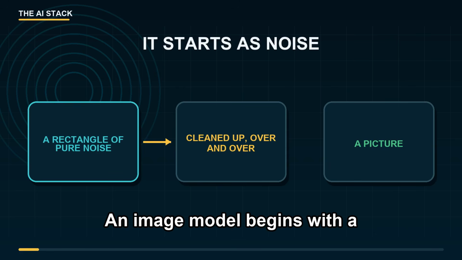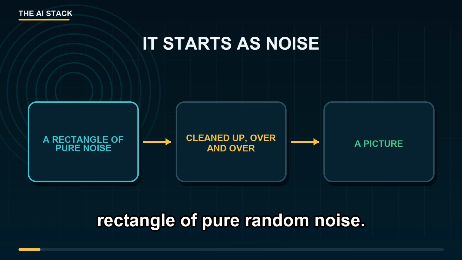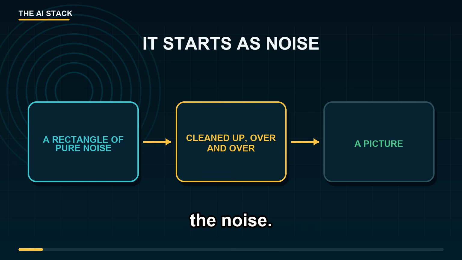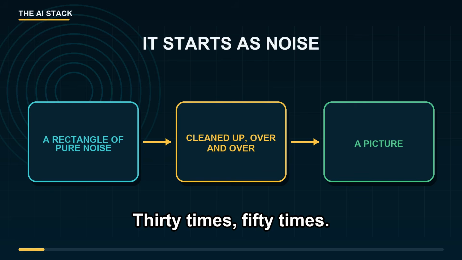An image model begins with a rectangle of pure random noise, television static. Then it removes a little of the noise, then a little more. 30 times, 50 times. What is left when it stops is a picture.